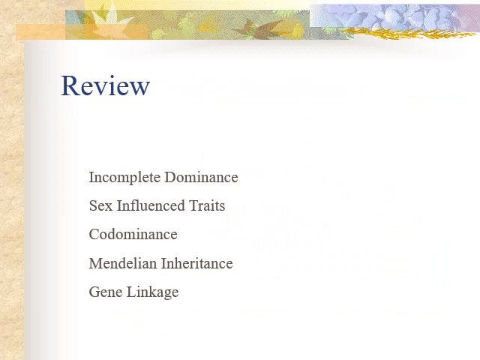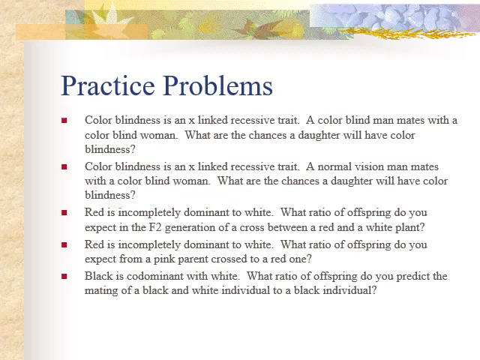So there we go. A lot of things going on in this lecture. Incomplete dominance, sex-influenced traits, codominance. We talked a little bit more about Mendelian inheritance and gene linkage. These are still basic Mendelian traits. They still have dominant recessive relationships to each other that can be calculated. This is probably the end of the problems that I ask you to calculate out. From here going forward, it's just concepts. But in each of these, incomplete dominance, sex-influenced traits, codominance, and Mendelian inheritance, likely you're going to have practice problems on these. Speaking of practice problems, here are some you can work on.